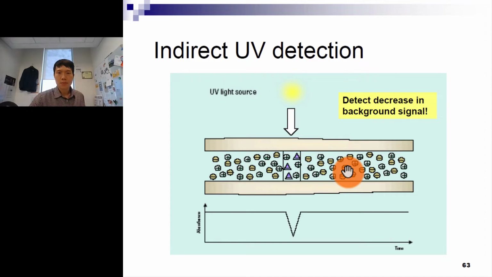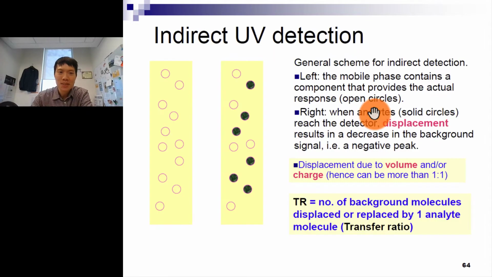Indirect UV detection. What happens is indirect means it's not measuring a peak when something comes in. It's more that when something comes in, there's a lesser peak. Indirect, the opposite way. Detect decreases in the background signal. So this is the general scheme here. On the left, you have the mobile phase that contains all your buffer, your ordinary sample without your analyte here. So you scan, you have a peak. But when your analyte, those in black, comes in, it blocks the detection. So you have a reduced detection, reduced absorbance, and therefore you have a drop in the signal, which means you have a negative peak.